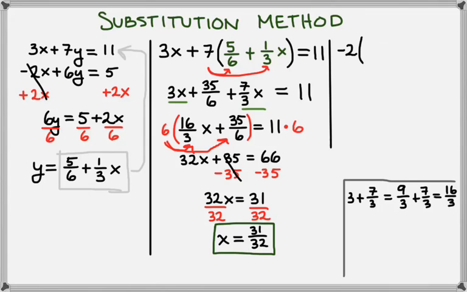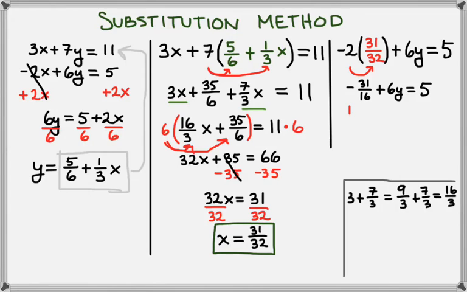So we'll have negative 2, and in the place of x we're going to plug in 31 over 32, and then we have plus 6y equals 5. Now negative 2 times 31 over 32 is negative 31 over 16 plus 6y, and that still equals 5. Now we want to add 31 over 16 to both sides. On the left-hand side, those will cancel, leaving us with 6y, and on the right, we need to figure out what 5 plus 31 over 16 is.